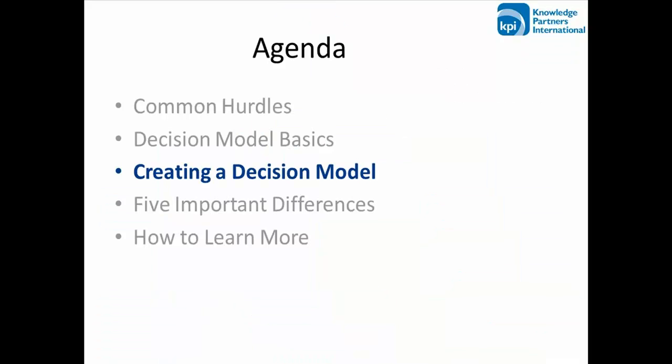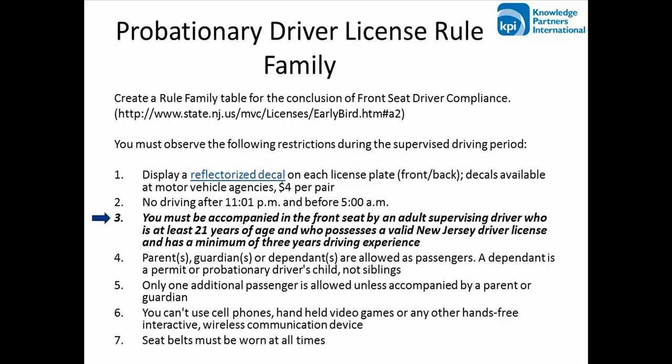So now let's go ahead and actually create a decision model. We're going to do it from something you can look at on the web, a set of requirements. We're going to create one rule family, and then show you how it relates to all the other rule families in a decision model. This is actually 7 statements. In the state of New Jersey, where I live, and many other places, they have probationary driver licenses. This is a license given to a brand new driver for a certain amount of time, about a year I think, and they have to meet these 7 requirements for that time frame that are more restrictive than for someone who doesn't have a learner's or probationary driver's license.